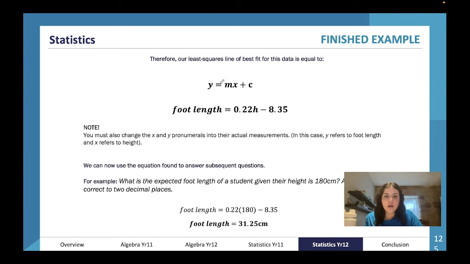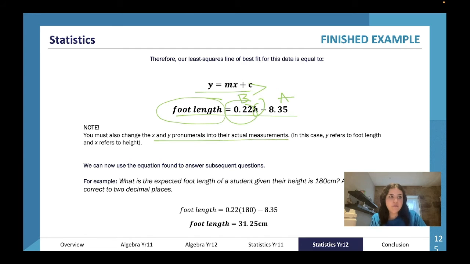Now I have that. We're going to use our least squares line of best fit for y equals mx plus c. So we're going to put in y was our foot length and h was our height. So we're going to change them to their actual measurements. 0.22 was our b, which is our gradient, and negative 8.35 was our y-intercept. So now we have a formula where we can answer questions.